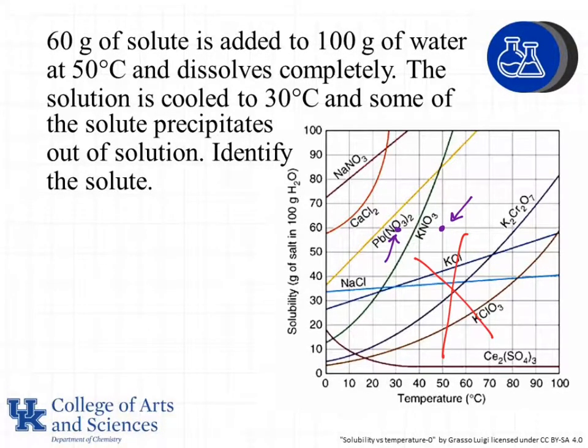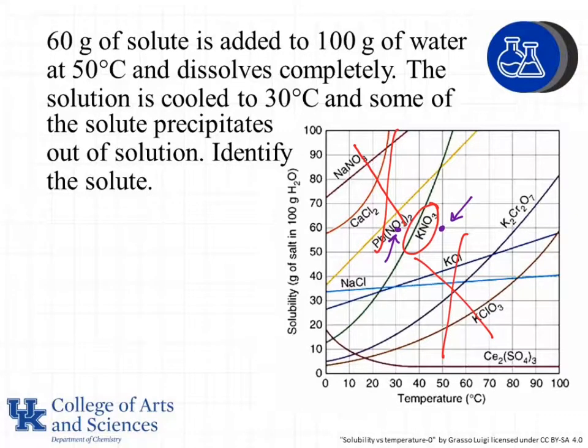It said the solution is cooled to 30 degrees and some of the solute precipitates out of solution, which indicates that we are above the maximum solubility. 60 grams of PbNO3 would dissolve at this temperature, as would 60 grams of CaCl2 and NaNO3, so I can eliminate those as possibilities. Therefore, the only substance left is KNO3.